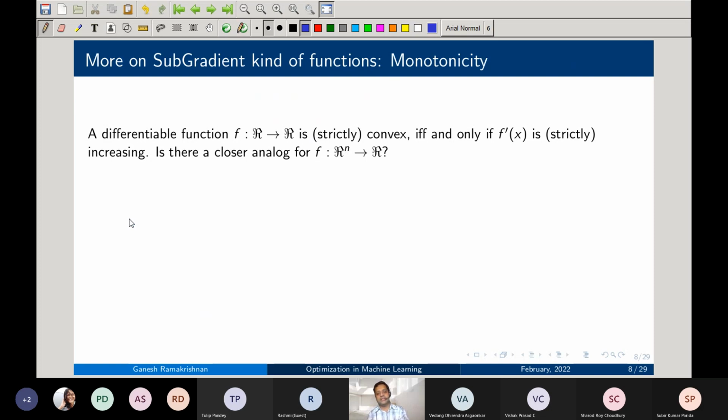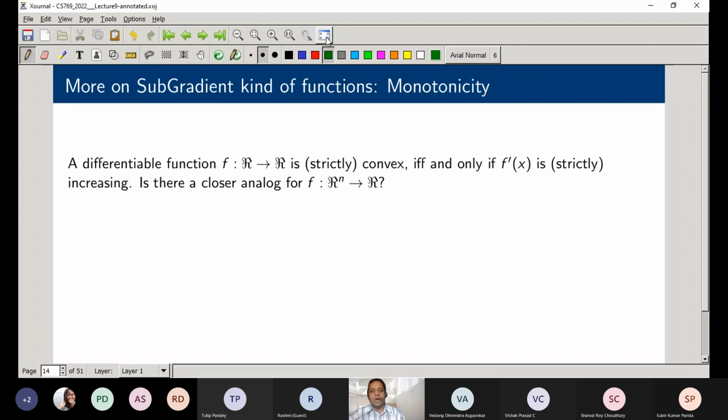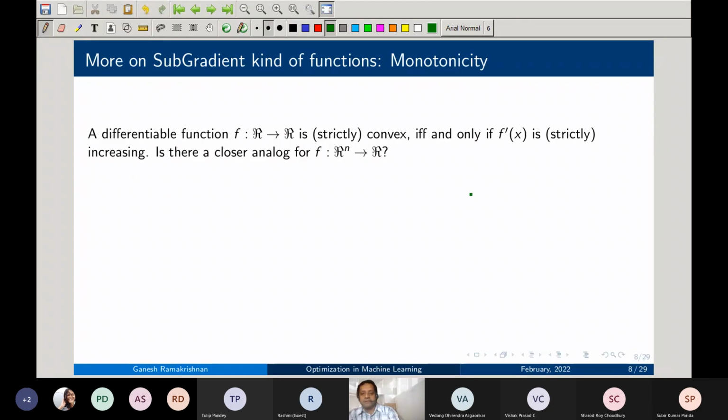But there's another interesting aspect about subgradient kind of functions. Talk of a notion of monotone vectors, a monotone function, which are vector functions. Let's draw an analogy. If we talk of convexity, one way of understanding convexity is that f dash x must be increasing, strictly increasing. So the slope keeps on increasing. That's convexity. That's a slope.